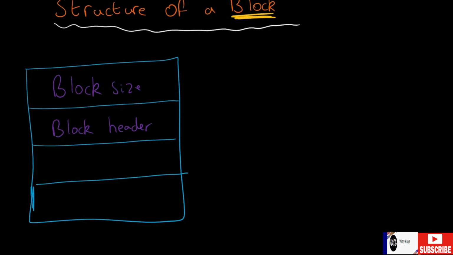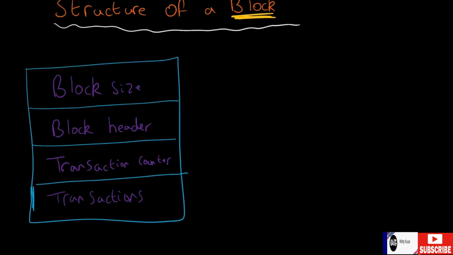Then we have the transaction counter, which is just how many transactions there are in this block. And then finally we have the transaction. So all the transactions that are being processed within this block of blockchain.